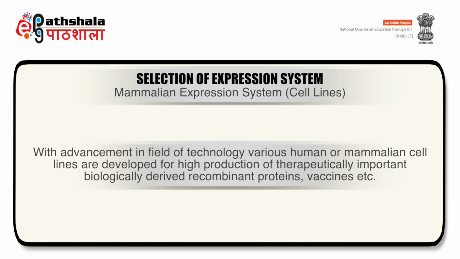To achieve high yields for production of therapeutically important recombinant proteins and various monoclonal antibodies, human or mammalian cell lines are the first choice for low investment, large scale production optimization. With advancement in the field of technology, various human or mammalian cell lines are developed for high production of therapeutically important biologically derived recombinant proteins, vaccines, etc.